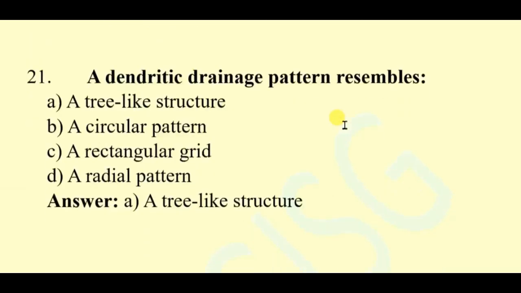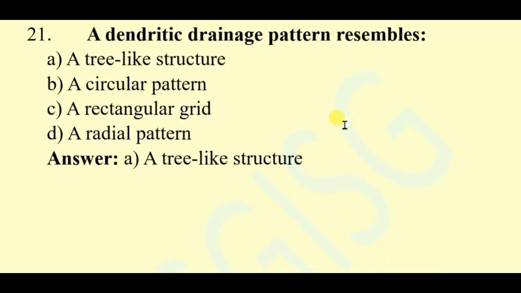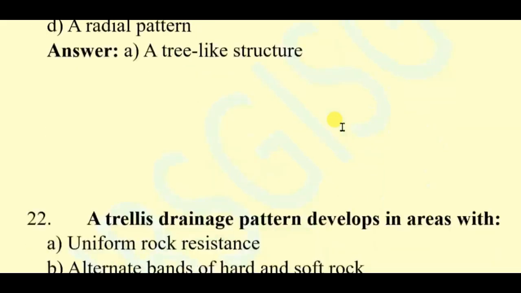Drainage patterns and water features. A dendritic drainage pattern resembles a tree-like structure, a circular pattern, a rectangular grid, a radial pattern. Here the right answer will be a tree-like structure.